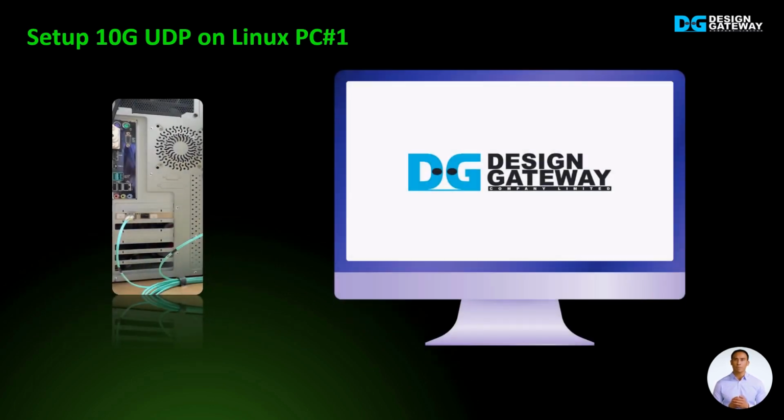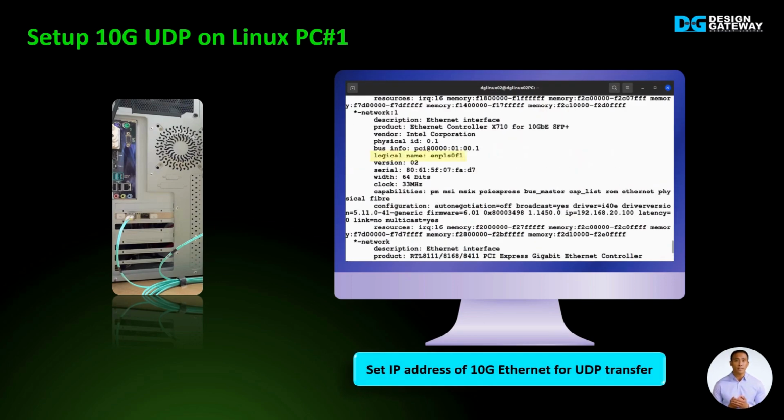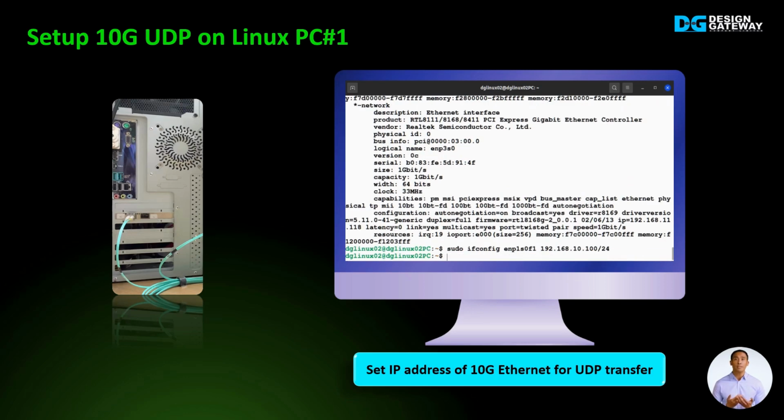We will proceed to prepare the UDP test PC, which will be responsible for sending market data over a UDP port. To begin, enter the command to scan the logical name of the 10G Ethernet card that will be used for sending the market data. Once you have obtained the logical name, set the IP address of the specified Ethernet port to the specified value using its logical name.